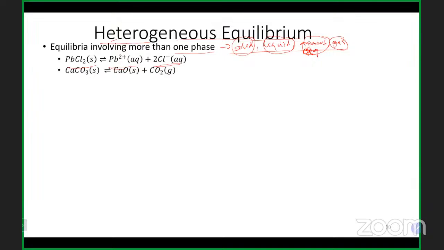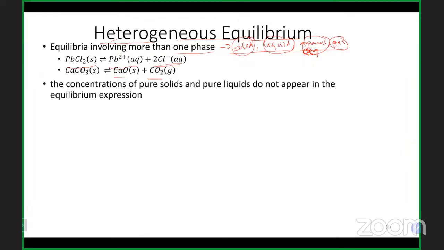Another example is the decomposition of calcium carbonate. Carbonates generally decompose to give oxide plus CO2, which is one of the experiments that you will carry out in the lab soon. The equilibrium constant expressions for these two reactions are given as this.